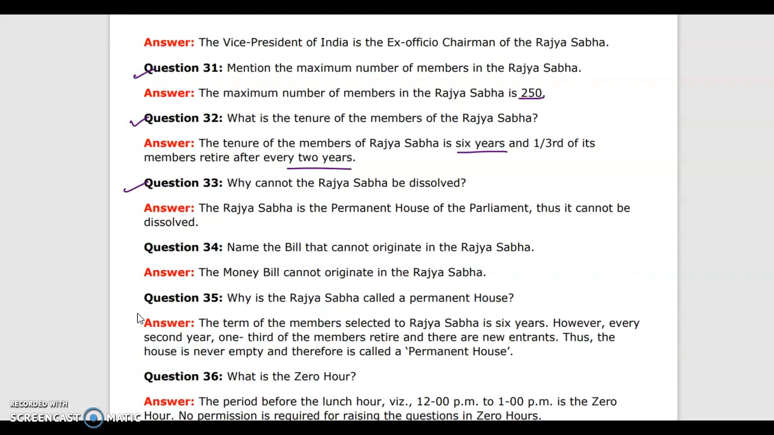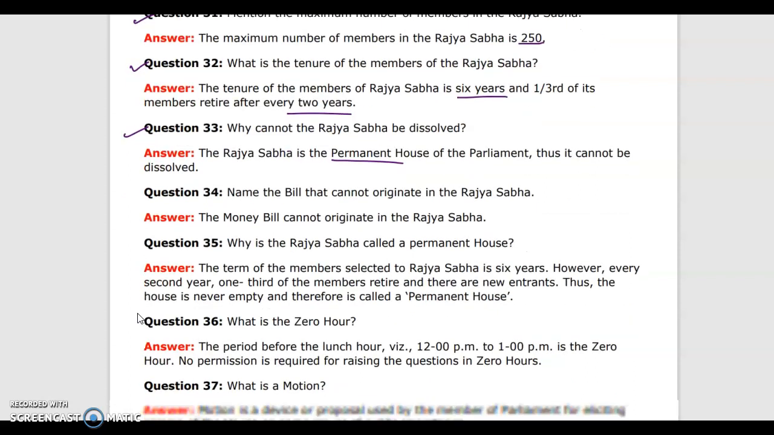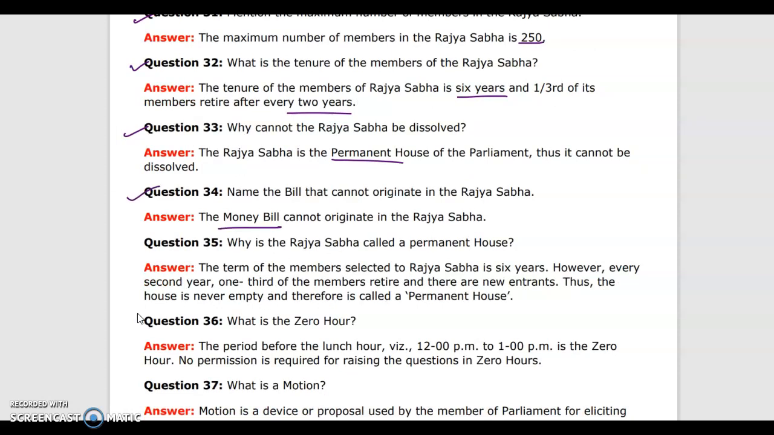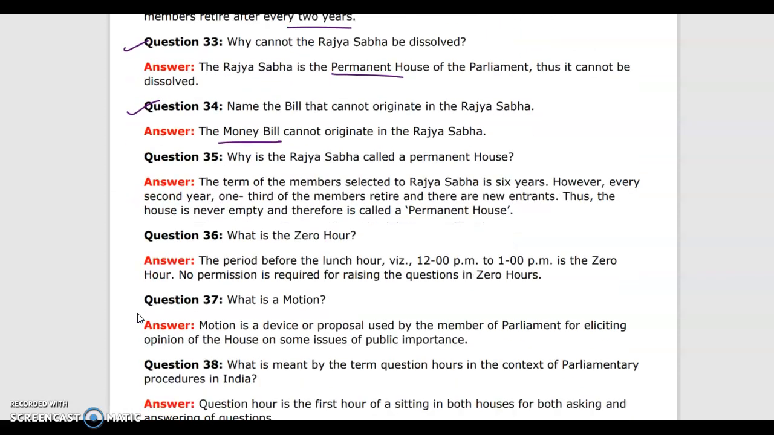Why cannot Rajya Sabha be dissolved? Answer is it is the permanent house of the parliament. Name the bill that cannot originate in the Rajya Sabha. Answer is the money bill. Why is the Rajya Sabha called a permanent house? Because the term of the members elected to Rajya Sabha is 6 years. However, every second year, 1/3 of the members retire and there are new entrants. Thus, the house is never empty and therefore it is called a permanent house.